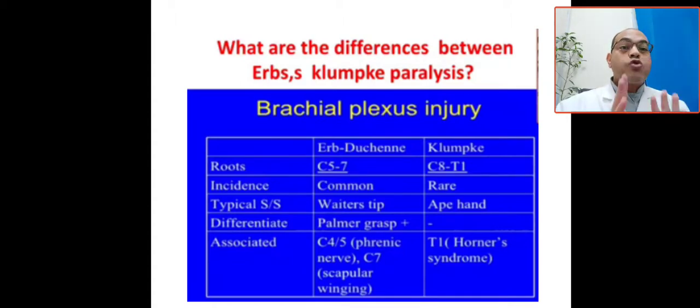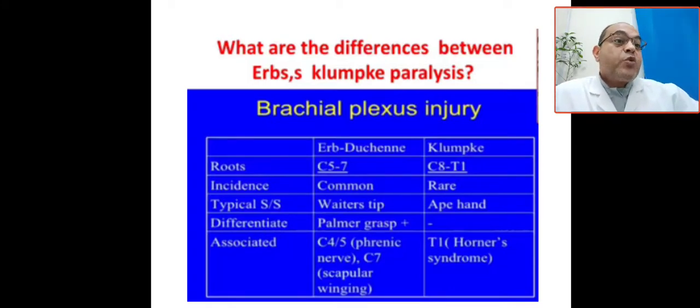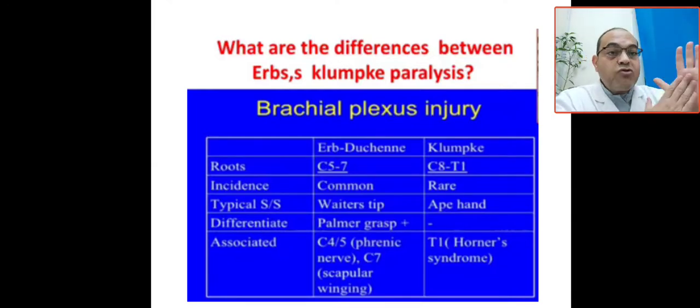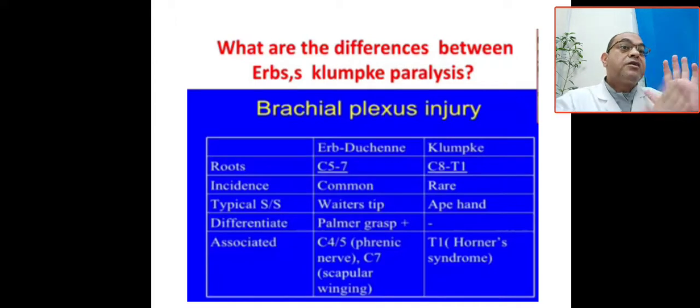What is the incidence? Erb's is common and Klumpke's is rare. The symptoms and signs: how the baby will present to you, how to detect it, by the position of the baby: waiter's tip or policeman position. This is Erb's palsy. If it is claw hand or ape hand, because there is weakness in the hand from lower trunk injury, and the grasp reflex is absent, we will diagnose this as Klumpke's paralysis.